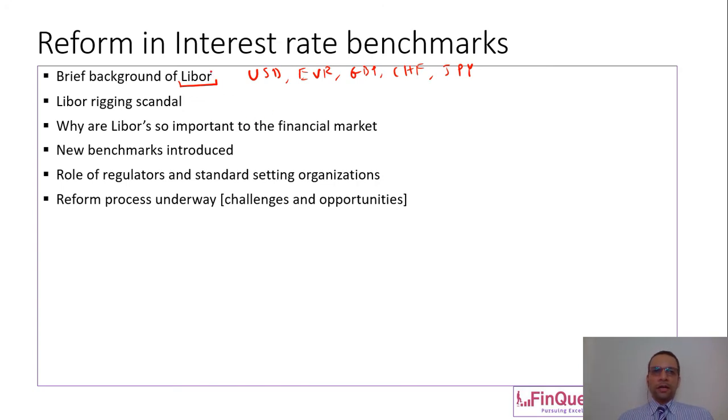To understand the process of Libor, let's say I'm looking only at USD Libor. For each of these currencies, you'll have Libors which are quoted for different tenors. You'll have a Libor which is for 1 month, 2 months, 3 months, 6 months, right up till 1 year. So let's focus on, let's say, USD 3-month Libor.